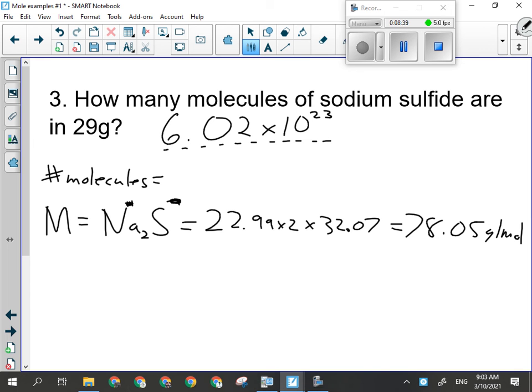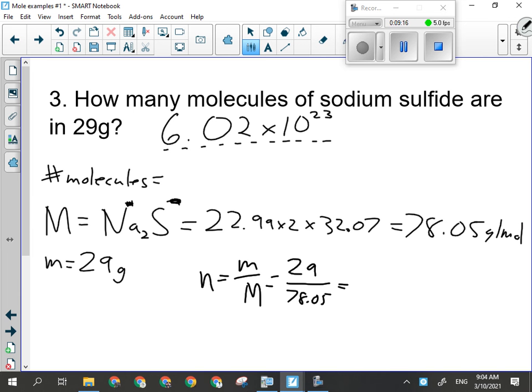Okay. All right, so we have big M, and they also tell us the mass, 29 grams. So can I calculate N right now? Even if I didn't know what to do with this question, if I have big M and little m, I can calculate N. I should probably do that. At least I get some part marks, even if I didn't know what to do after that. At least I know I can go that far. So N is going to equal little m over big M, just the mole equation. That's going to be 29 grams divided by 78.05.